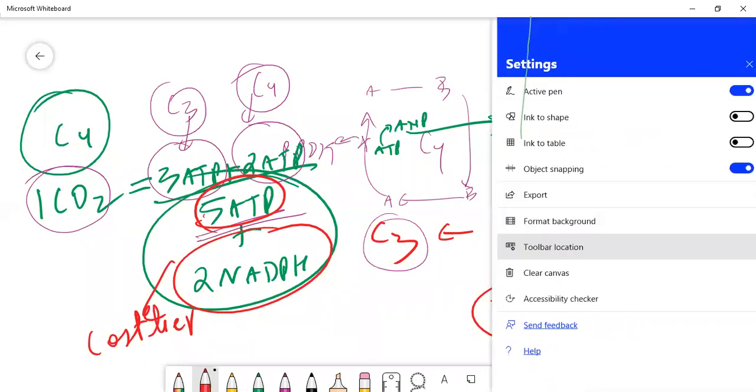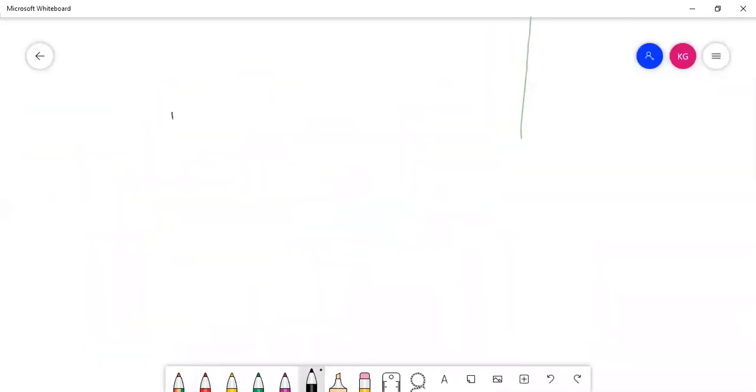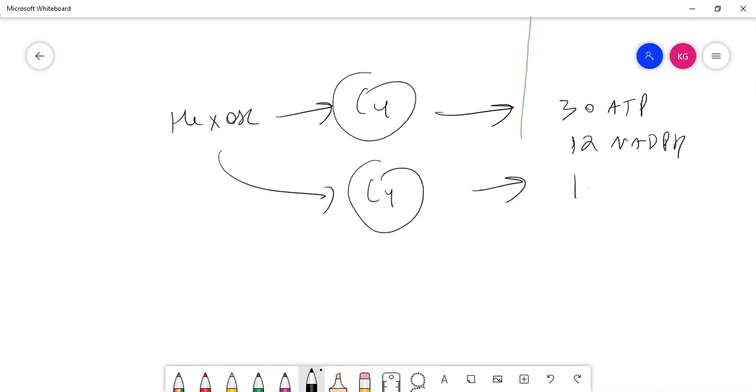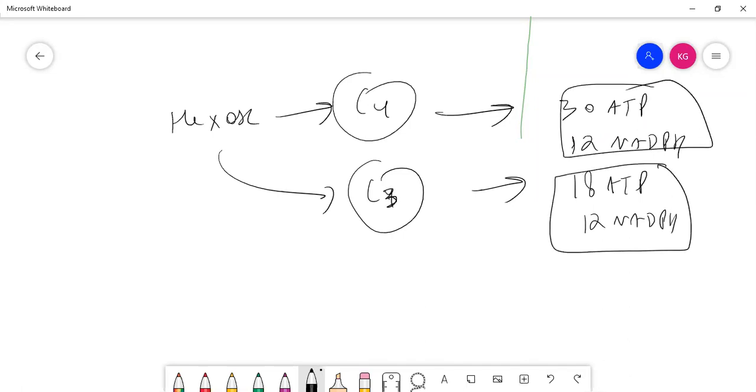तो कहने का मतलब ये हुआ कि if we look at this, to produce a hexose sugar through C4 pathway, what is the cost? बताओ. 30 ATP and how much? 12 NADPH. And to produce a hexose through C3 cycle, what is the cost? 18 ATP and 12 NADPH. So did you get or not? ठीक है. So C4 pathway is more costlier, but we know C4 pathway, even though it is more costlier, it is more efficient.